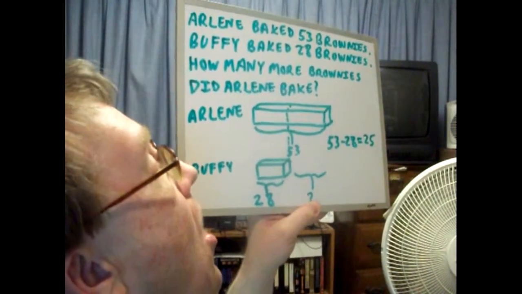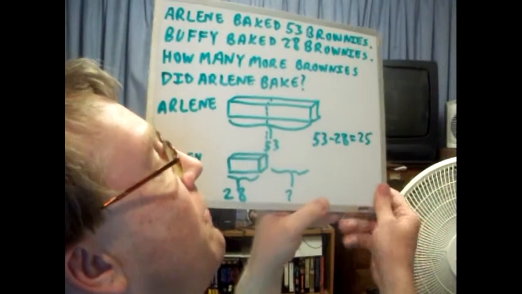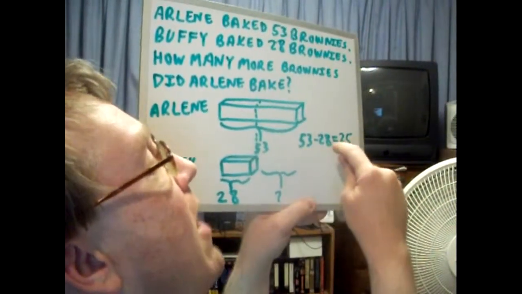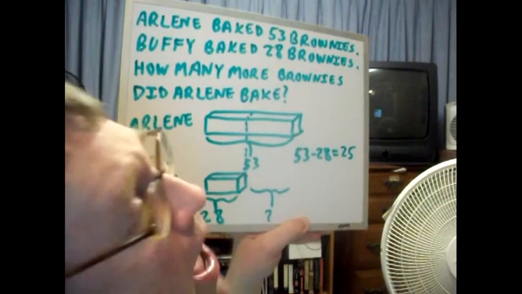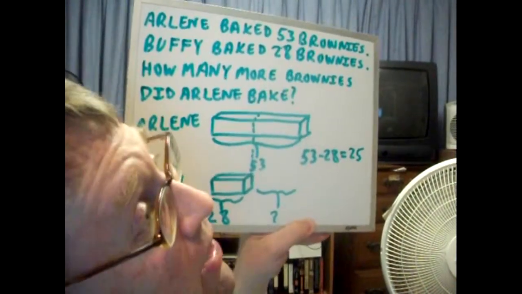Okay? Alright, so now they want you to make a number sentence. They have 53 minus 28 equals 25. They call that a number sentence. I don't call it a number sentence, but that's what they call it. Alright, so what is a real number sentence?